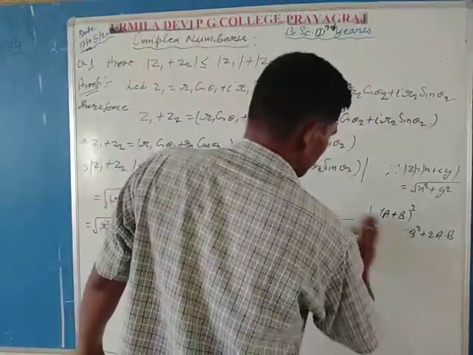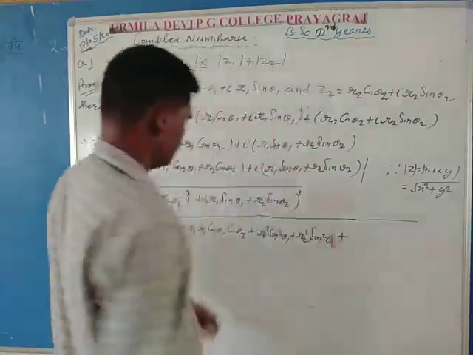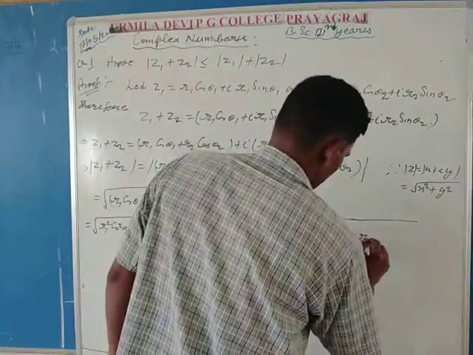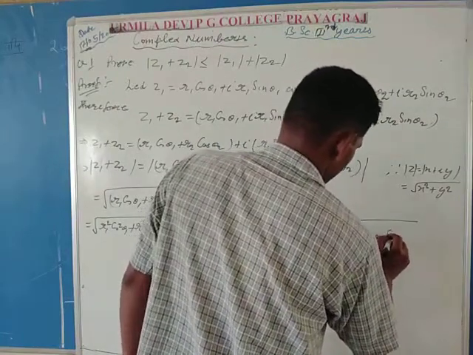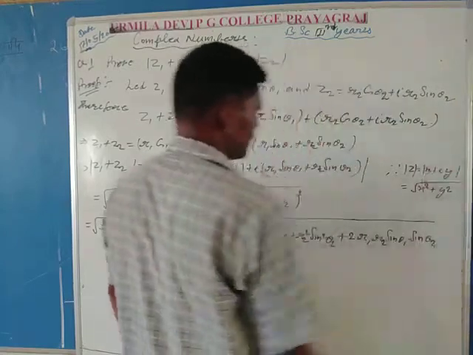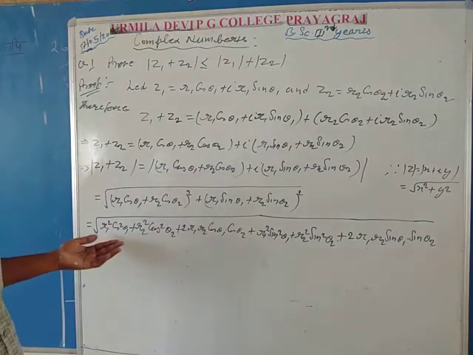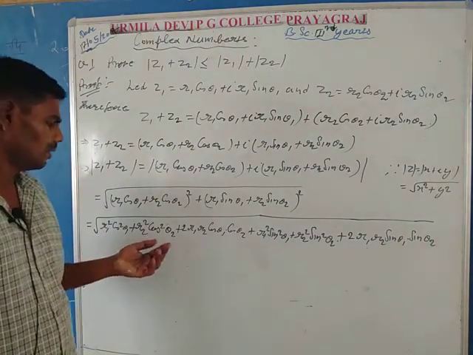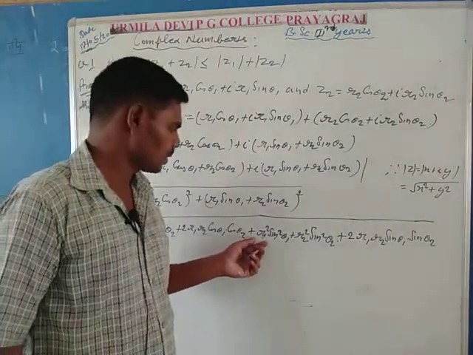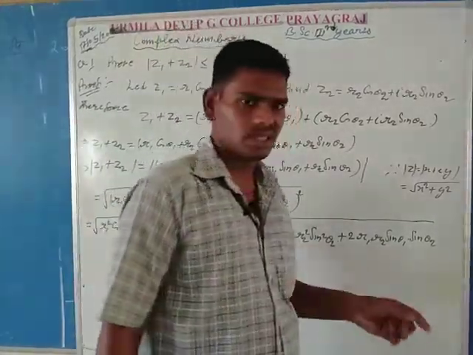Now expand this formula: first square plus second whole square plus 2 times r1 r2 sin theta 1 into sin theta 2. In this expansion, in the first bracket: r1 square cos square theta 1, r2 square cos square theta 2, 2 times r1 r2 cos theta 1 cos theta 2, plus r1 square sin square theta 1 plus r2 square sin square theta 2.